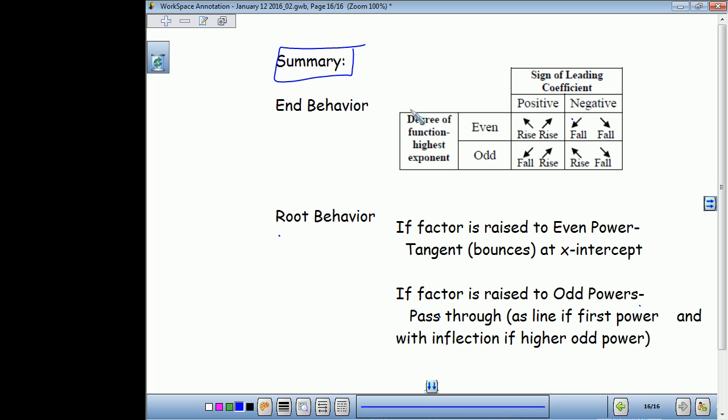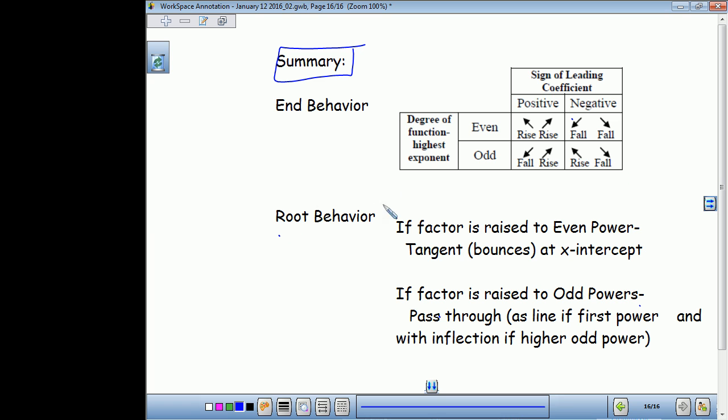So, what are our big ideas? End behavior, root behavior, and checking out whether your leading coefficient is positive or negative. So, the degree of the function is the highest exponent when we multiplied everything out, if we're given factored form. So if it's even, we know the ends are going to do the same thing. It's rise, rise if it's a positive leading coefficient, fall, fall if it's a negative leading coefficient. Once we determine the degree of the function is odd, if we have a positive leading coefficient, it's fall to the left and rise to the right. If we have a negative leading coefficient, it's rise to the left and fall to the right.